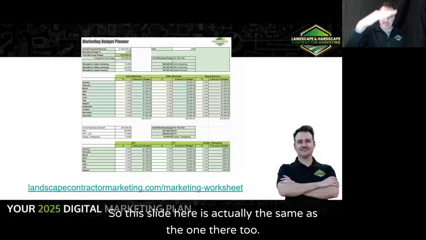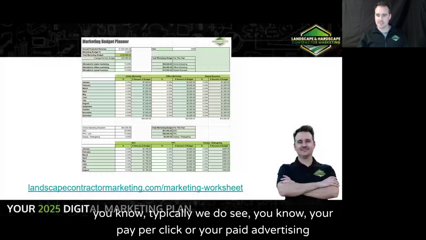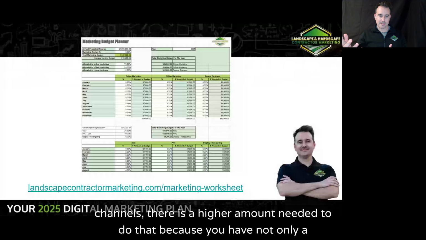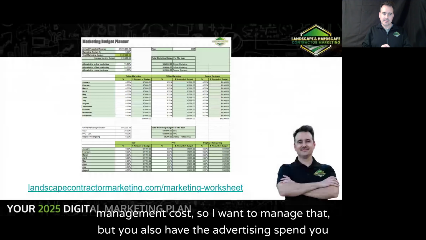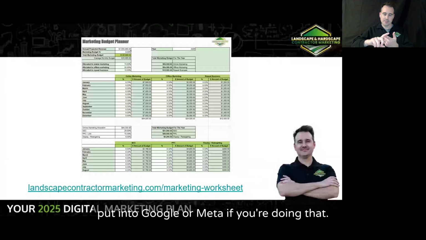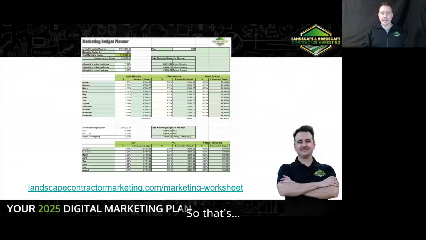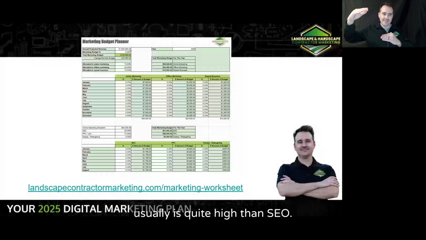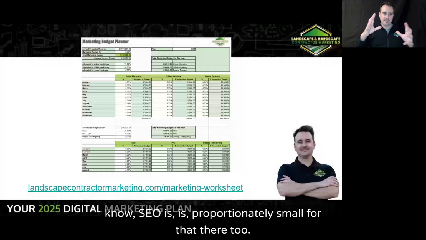So this slide here is actually the same as the one there too. So typically we do see your pay-per-click or your paid advertising channels, there is a higher amount needed to do that because you have not only a management cost, someone to manage that, but you also have the advertising spend you put into Google or Meta if you're doing that. So that usually is quite higher than SEO. SEO is proportionately smaller for that there too.